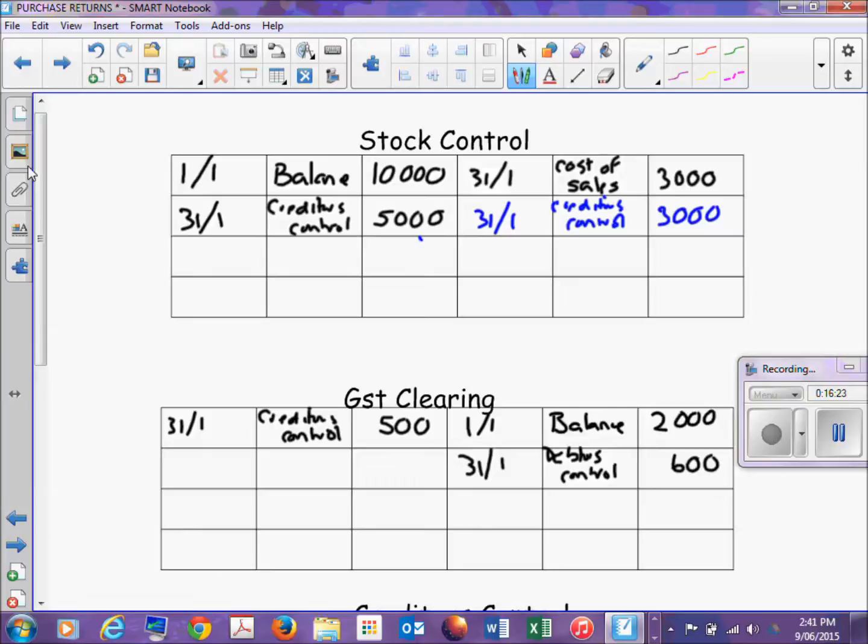The last entry is to go to GST clearing. On what side am I going to write? The credit side. The cross-reference is the name of the other account affected. Beautiful. Creditors control. 300.